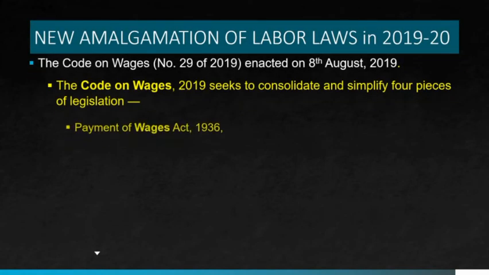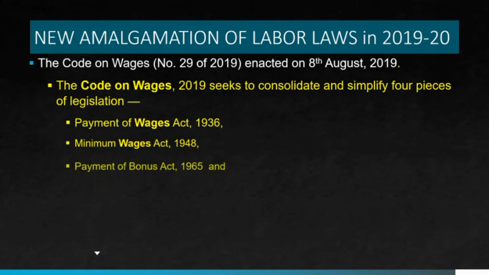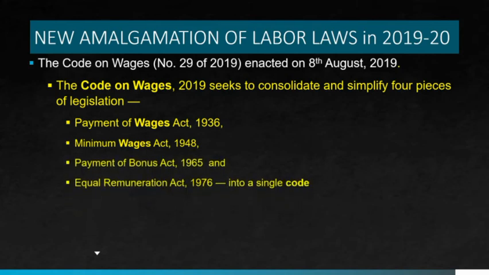So what comes under the Code on Wages? Mainly four wage legislations come under this Code on Wages. One is the Payment of Wages Act 1936, the Minimum Wages Act 1948, the Payment of Bonus Act 1965 and the Equal Remuneration Act 1976.